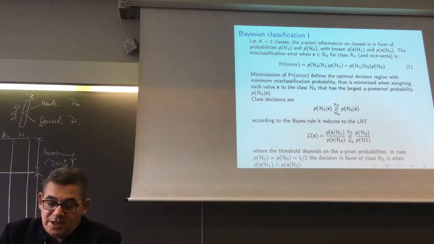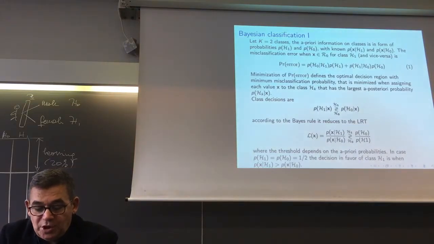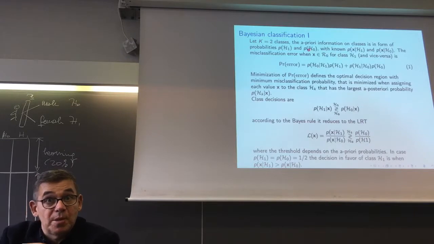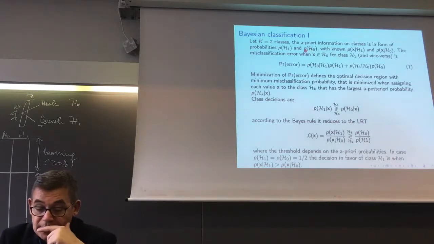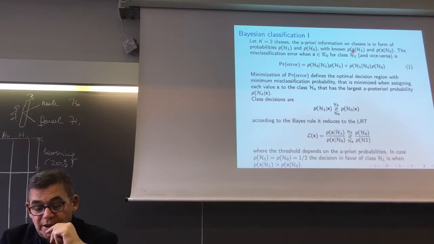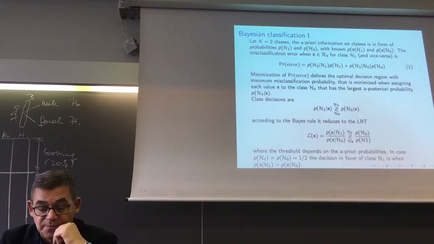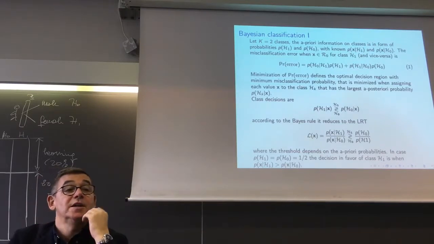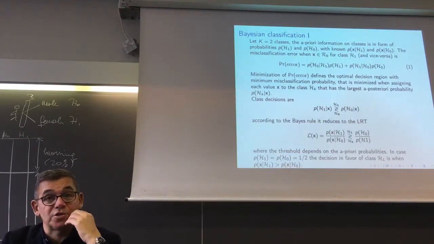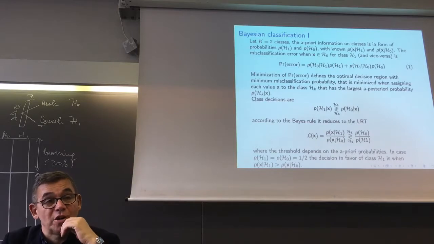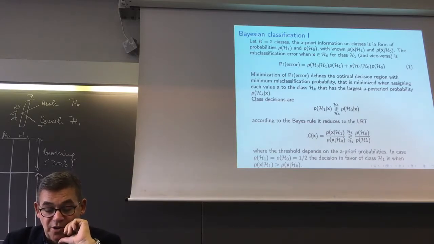So let's imagine that we have two classes, and we know the a priori probability of H1 and H0. Remember, male and female. And we know the probability of X given H1 and X given H0. Now, what is the misclassification error, which is the wrong classification error?